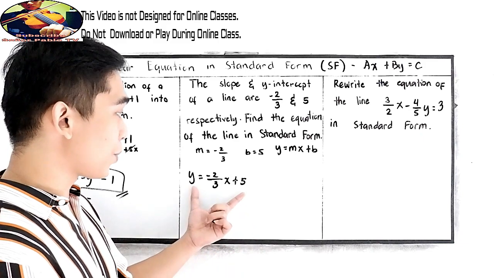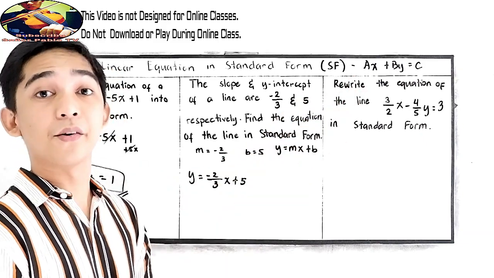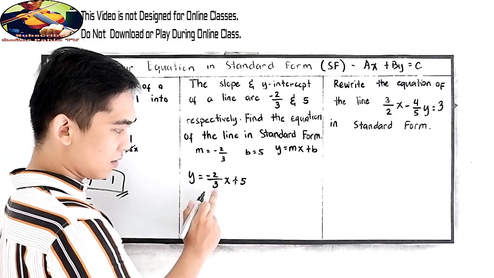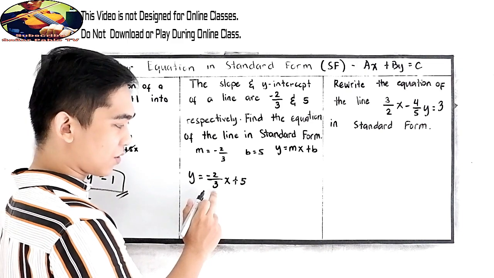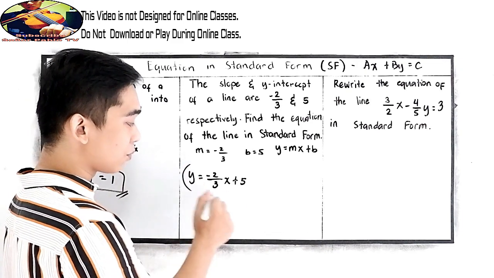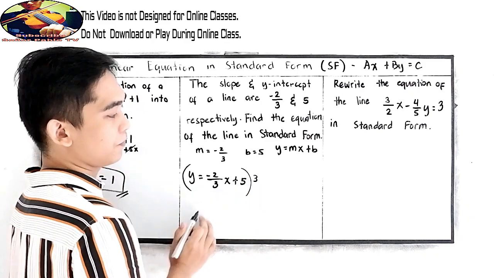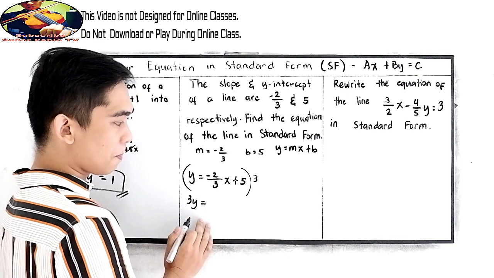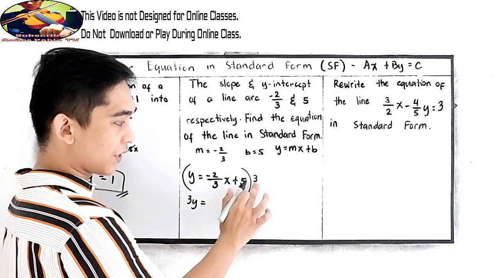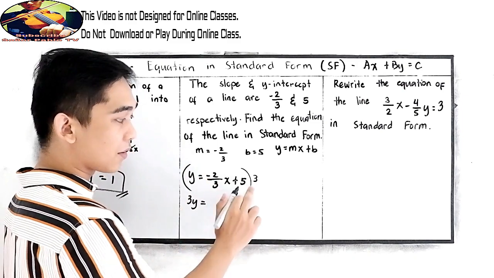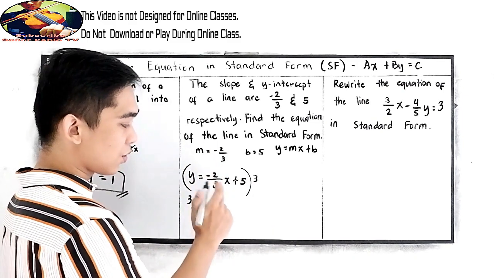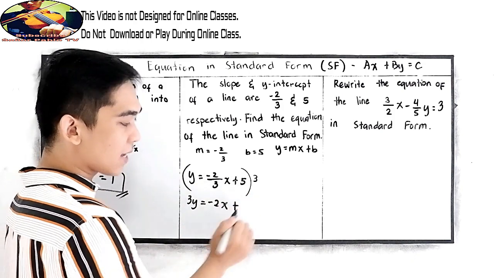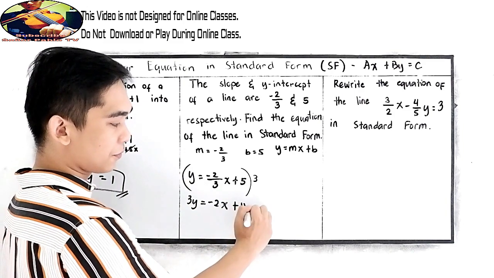And now from the slope-intercept form, write into standard form. So let us remove first the denominator, the 3. So we're going to multiply the equation by 3. So 3 times y, that is 3y, is equal to 3 divided by 3, that is 1. So the remaining is 2x. So that will be cancelled out. Plus 5 times 3, 15.